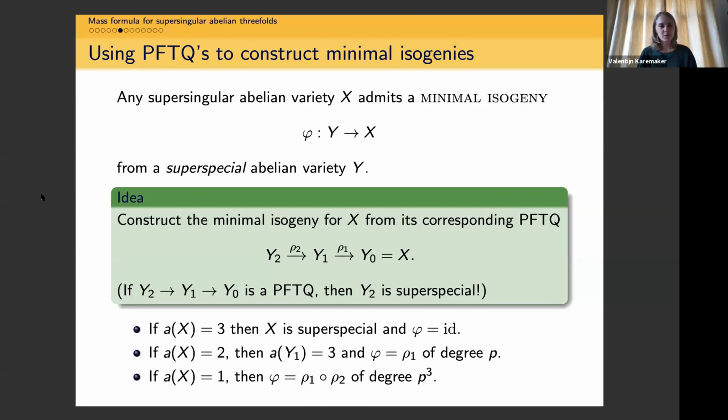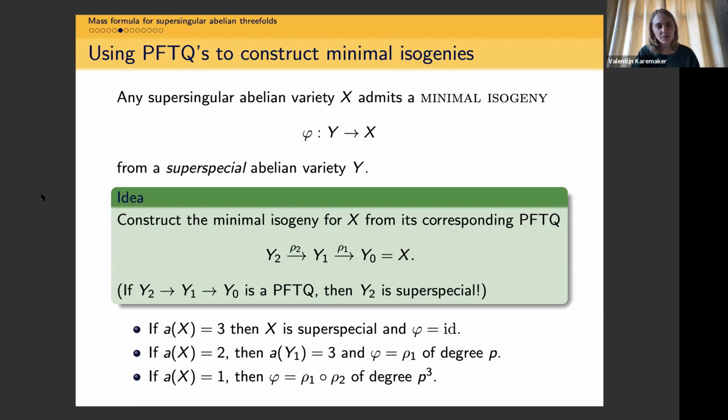This will again depend on the a-number. So this is what we get. If you start with a supersingular variety X, which has a-number 3, then it is superspecial itself, and so the minimal isogeny is just the identity. But if the a-number is 2, then you can show that the a-number of Y1, this thing in the middle, is 3. And so the minimal isogeny is just the second map, rho 1. Whereas if the a-number is 1, then the minimal isogeny comes from the full PFTQ. So we need both rho 1 and rho 2.